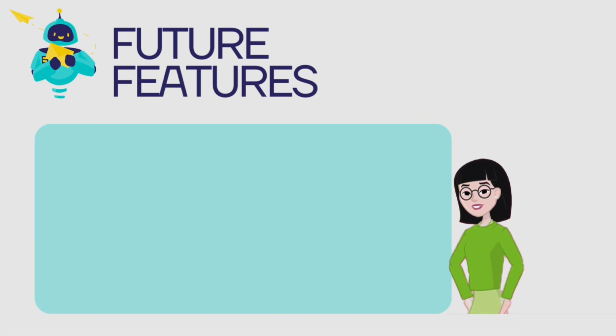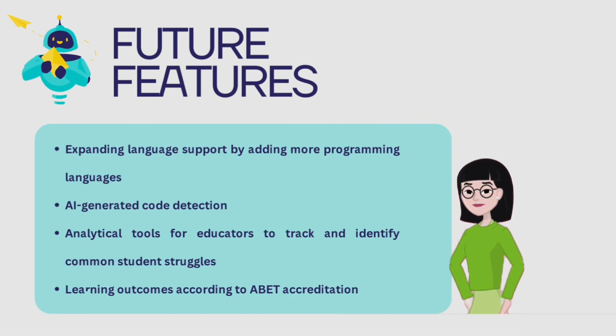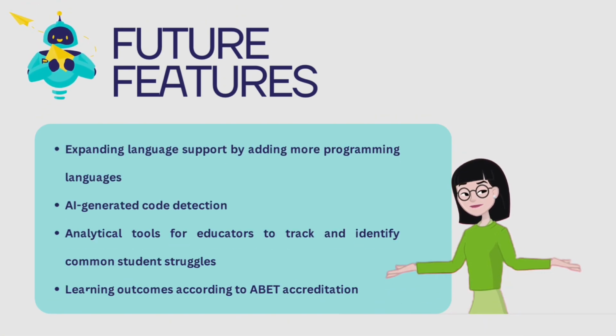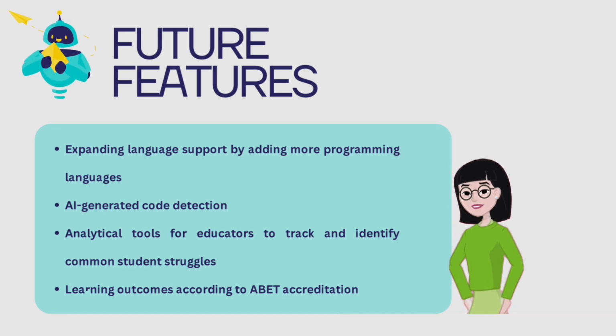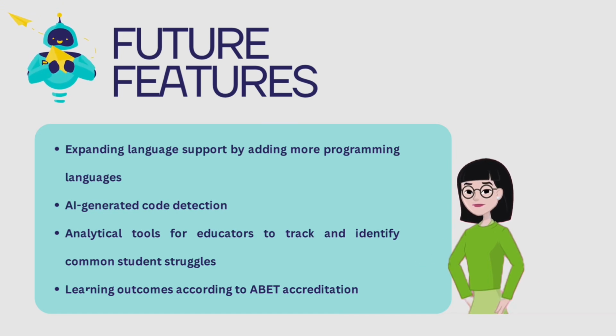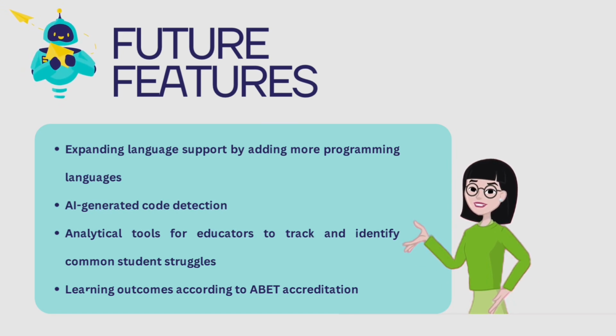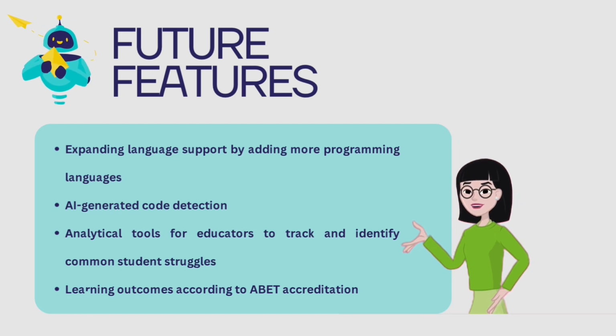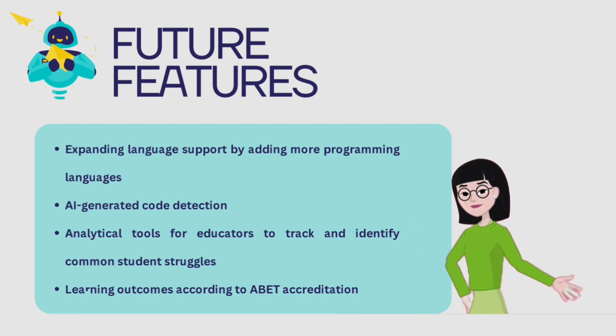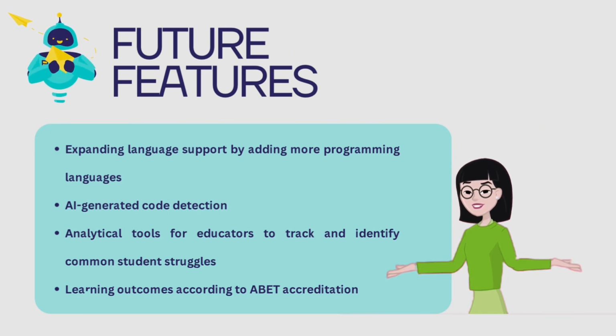So how do the future features of our CodeGrader look? First, we want to add more programming languages. Second, we want to have AI generated code detection. Third, we want to have analytical tools for the educator to track and identify common student struggles. And finally, we want to add learning outcomes according to ABET accreditation.